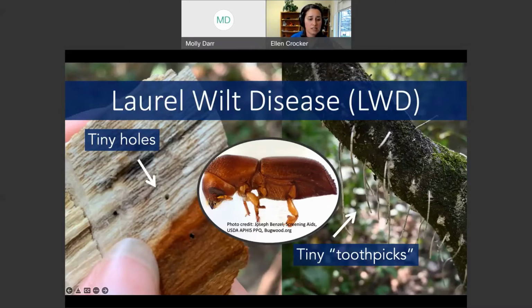Ambrosia beetles are fungus farmers. So they intentionally bring these fungi with them and then eat them. But in this case, that fungus that causes laurel wilt disease, it does not stay put. It does not stay localized to where this beetle is tunneling. It spreads in the tree and becomes systemic and is a big problem.